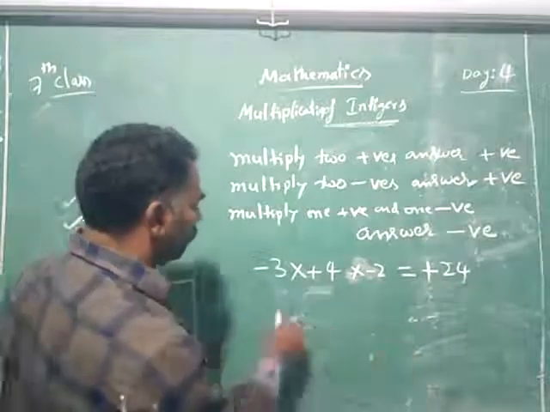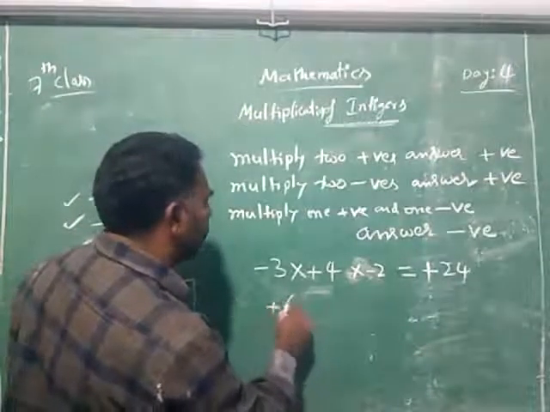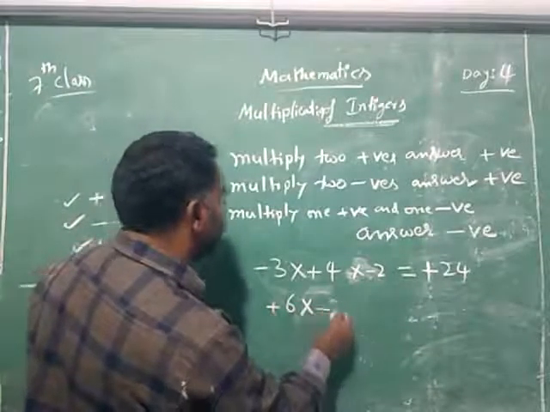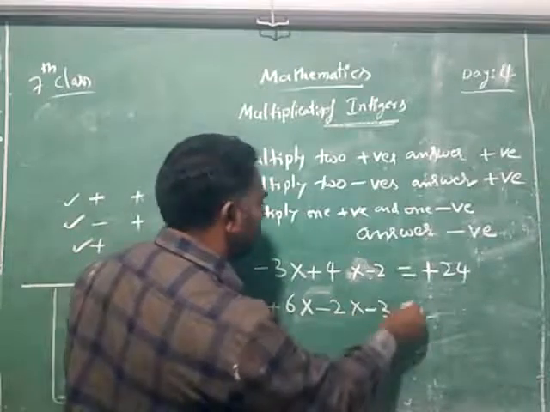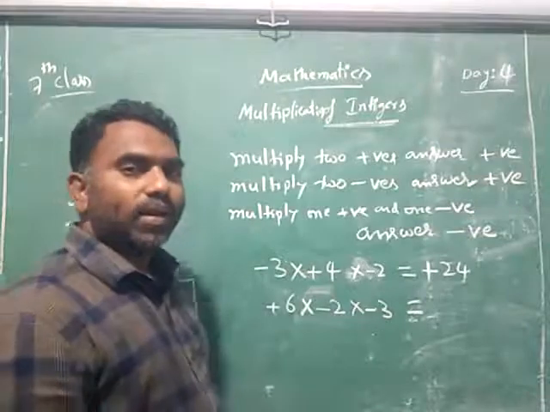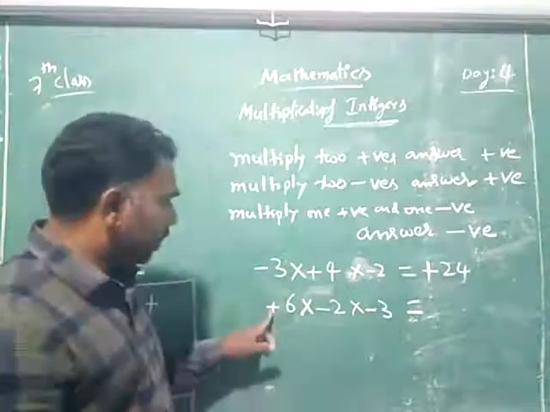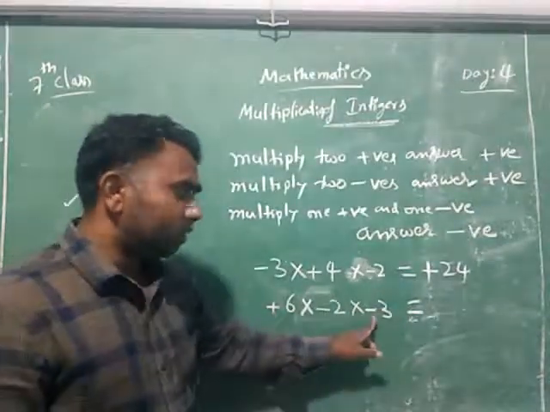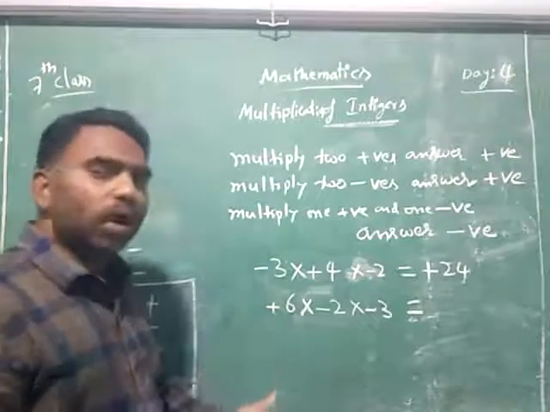And one more. Plus 6 into minus 2 into minus 3. First we should multiply the symbols. Here it is plus, minus, minus. At a time we can't.